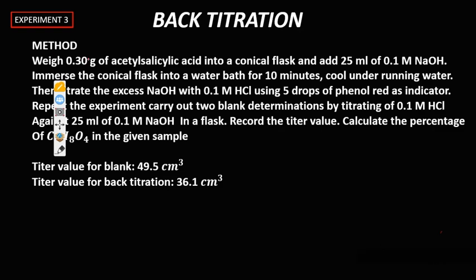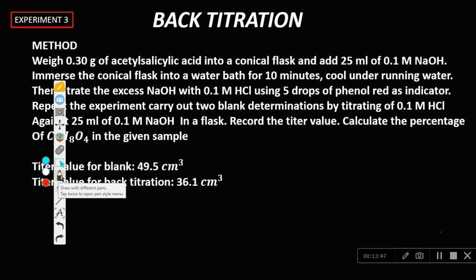Now, weigh 0.3 gram of acetylsalicylic acid into a conical flask and add 25 ml of 0.1 molar sodium hydroxide. This is acetylsalicylic acid plus 25 ml of 0.1 molar sodium hydroxide. This one now is the main experiment, the one that contains the aspirin. Acetylsalicylic acid is the aspirin. So this preparation is for the main what? Experiment. Are you getting it now?